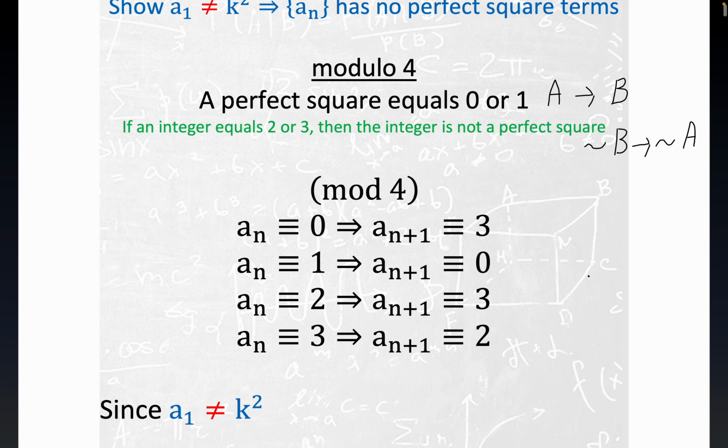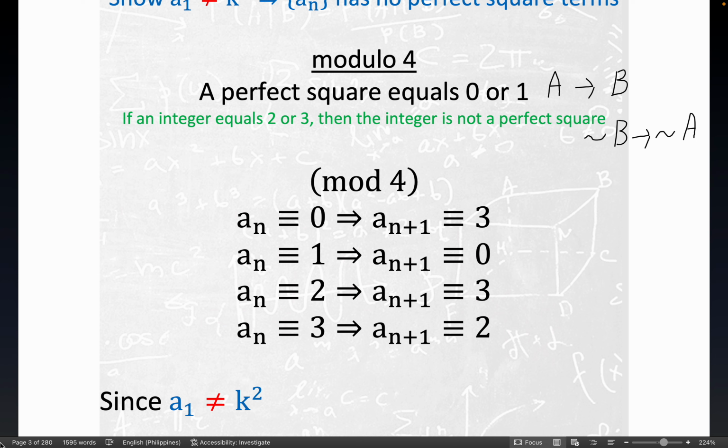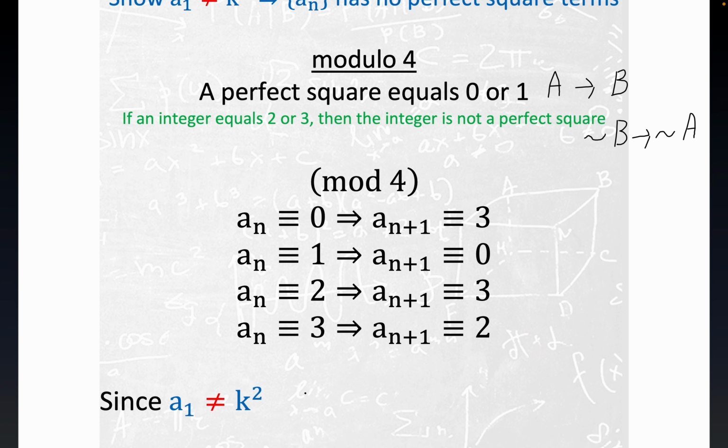All right, so remember our original initial term in the sequence is not a perfect square. So what does this imply? This implies that a sub 2 would be congruent to 3 or 2. Again, that's what these computations show us. A sub 1 is not a perfect square, and so according to this right here, that means a sub 2 would have to be congruent to 3 or 2 based on these two results here.